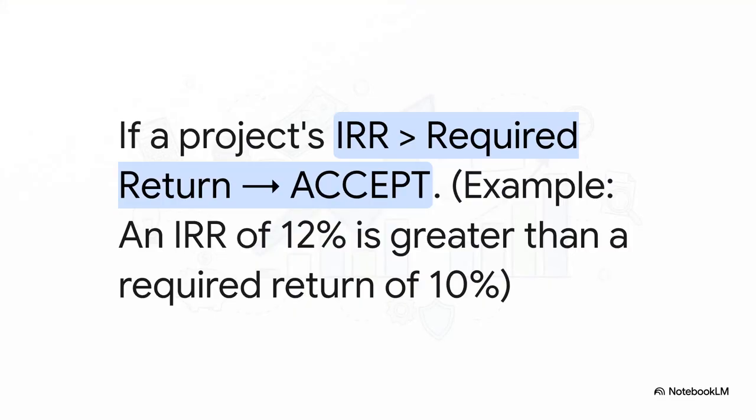The decision rule for IRR is just a simple comparison. It's like a race. Let's say our project has an IRR of 12%. That's the project's speed. Then we look at our company's required return, our hurdle rate, which is 10%. That's the speed we need to beat. So does the project clear the hurdle? Yes, 12% is greater than 10%, so we accept the project. It's generating a return higher than our minimum requirement.